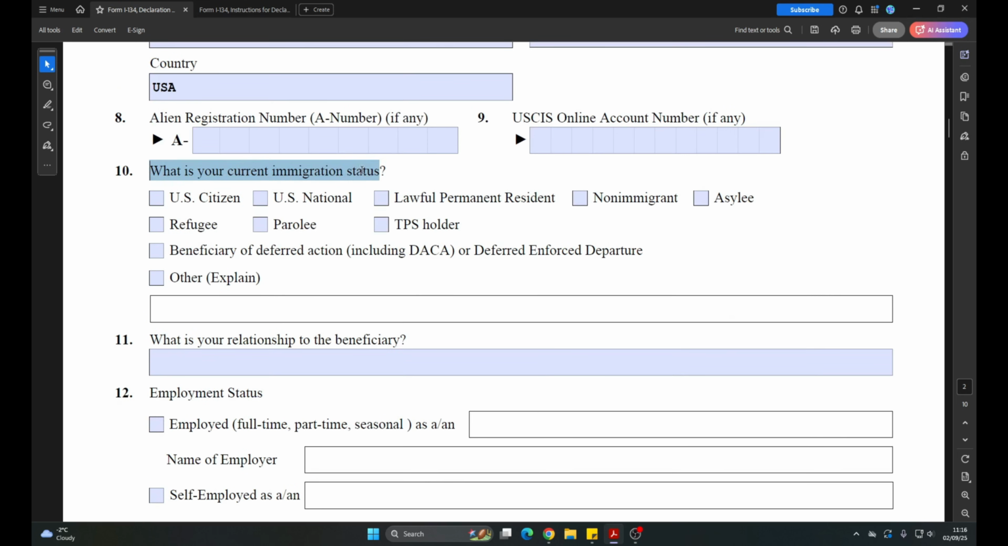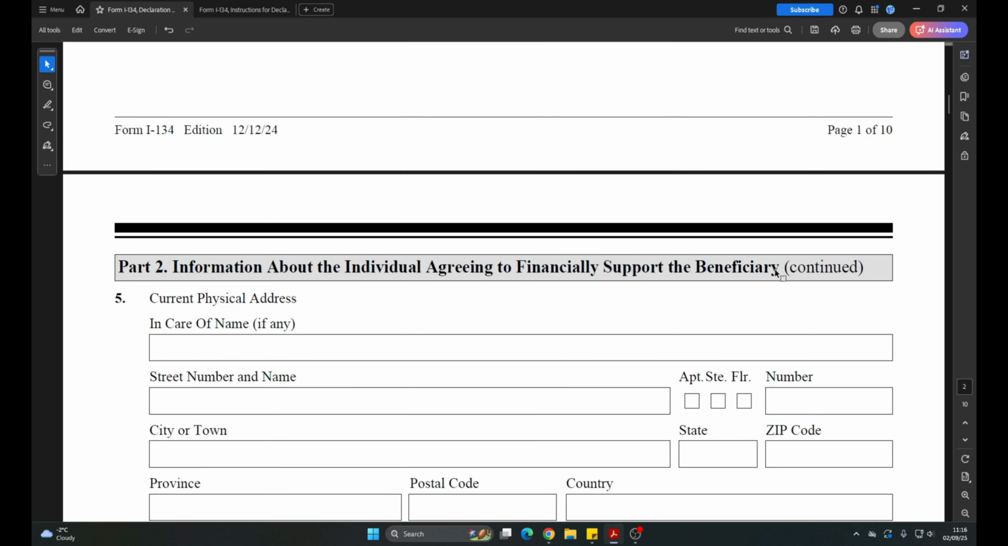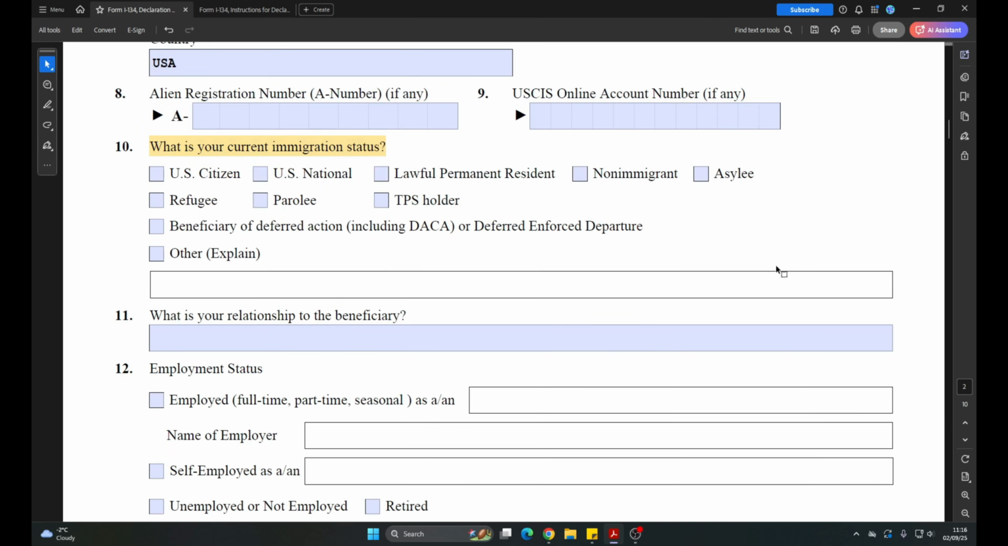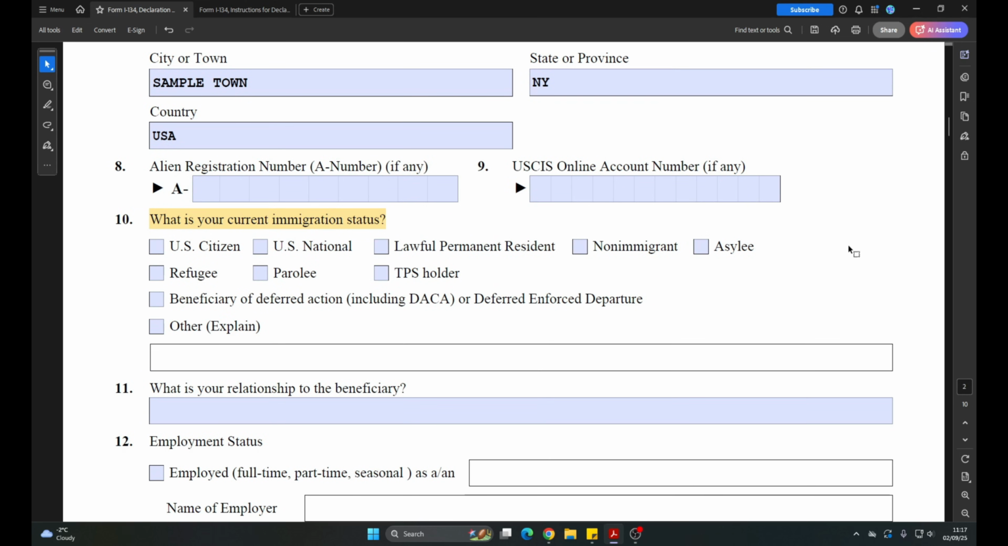Provide your current immigration status. So you could be, like in our case, a US citizen filling out this application for his alien fiancé, or you could be filling this out for yourself as a non-immigrant. Then you would check this box, non-immigrant.